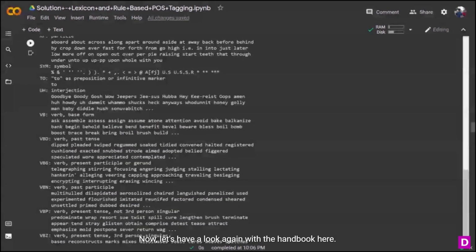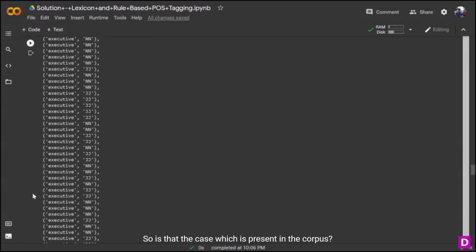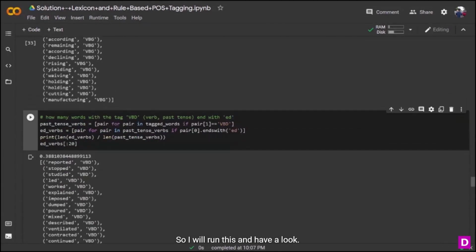Now let's have a look again at the handbook here. The VBD represents the verb in past tense. The examples for the POS tag VBD are dipped, pleaded, swiped, resumed, soaked, etc. Generally, a verb which ends with ed should be tagged with the POS tag VBD. So is that the case within the corpus? Let's have a look at that as well. I will run this and have a look.